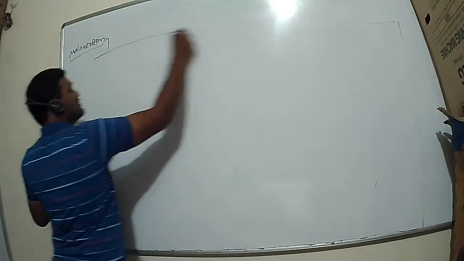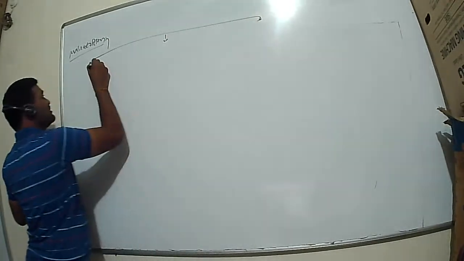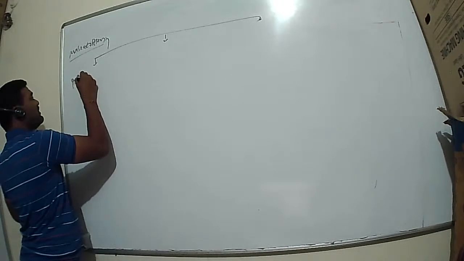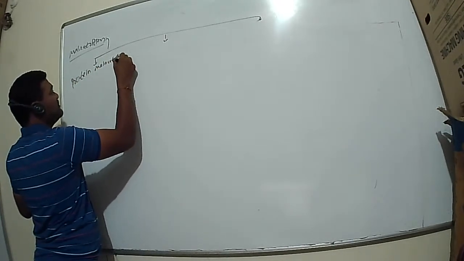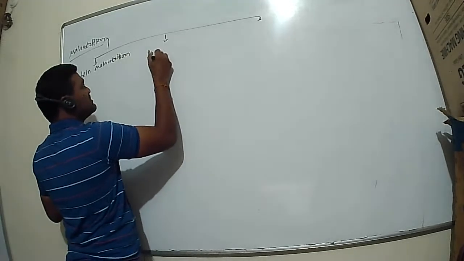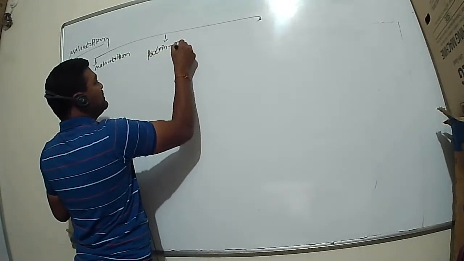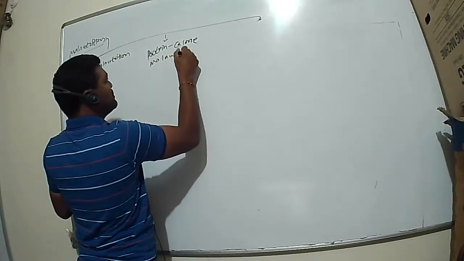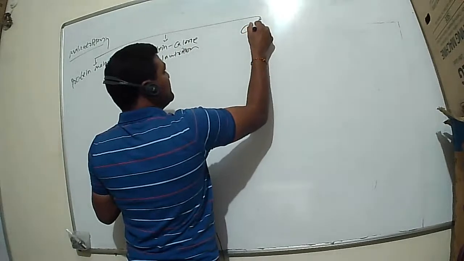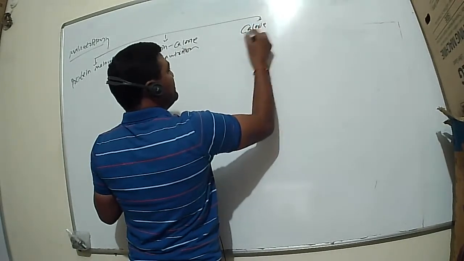We'll discuss different types of malnutrition. The first one is protein malnutrition. It's due to the deficiency of proteins, if there are no proteins. And then the next is protein calorie malnutrition. And the last is calorie malnutrition.